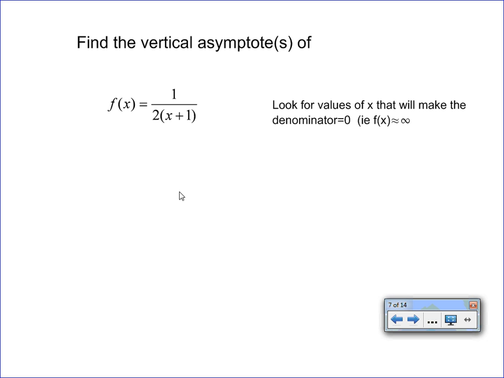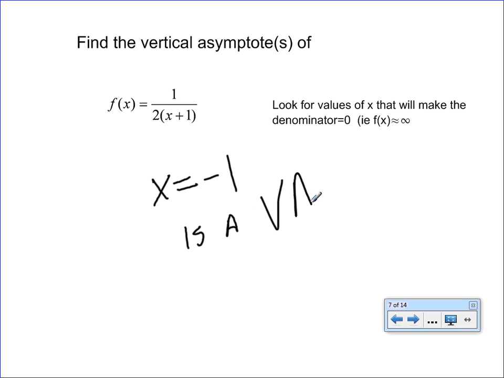And so in this case, where might I find myself a vertical asymptote? That's correct. I heard you. When x equals -1, we're going to have a vertical asymptote, which we like to abbreviate VA. Good?